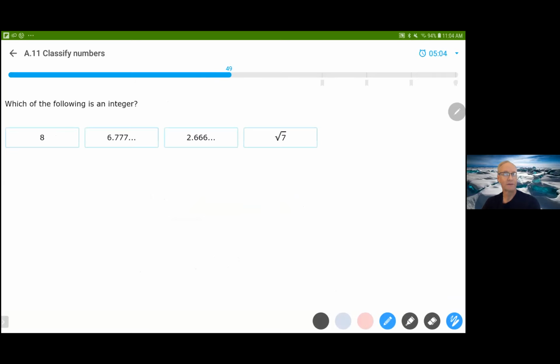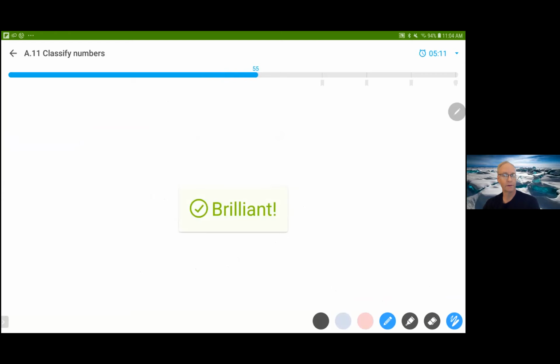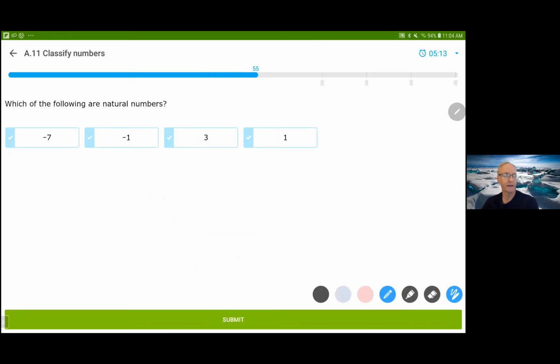Which of the following is an integer? Well, integers are whole numbers and their opposites. This one, 8, is the whole number, or the integer in that case.